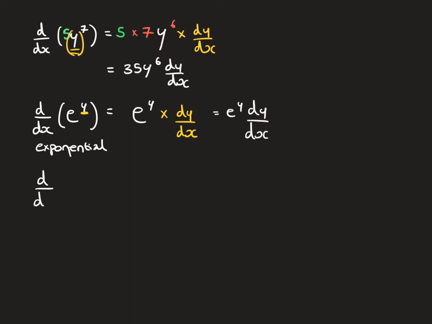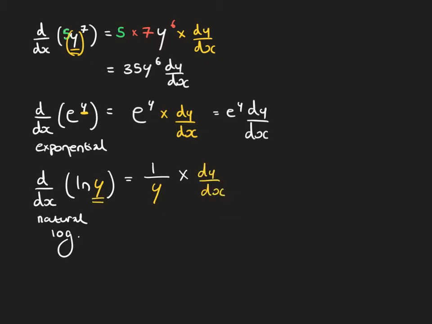What happens if we have d by dx of ln y? Again, it's a composite function, ln of y. What do we know about the chain rule here? It's a natural log function. It differentiates to 1 over the inner function of y. We must then multiply by the derivative of this inner function, dy by dx. So what do we get? We get 1 over y dy by dx.